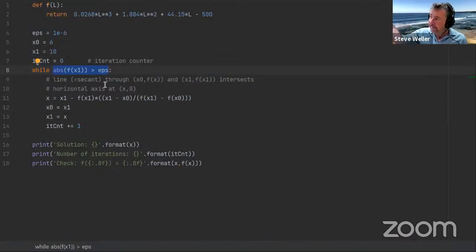Pair of straight lines, intercept, update the new value of x, throw the oldest value away, and repeat the same calculations. It's the same equation in line 11 that gets executed, but with an updated value of x. So let's run it.